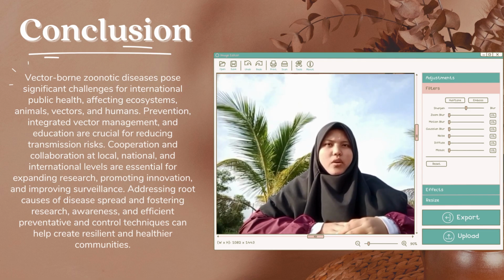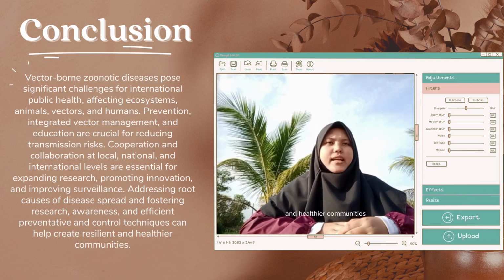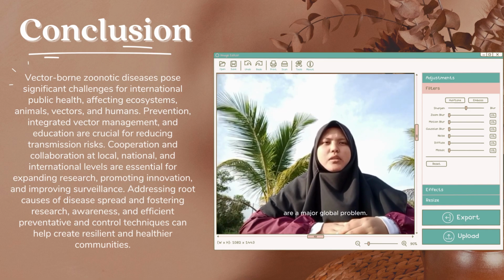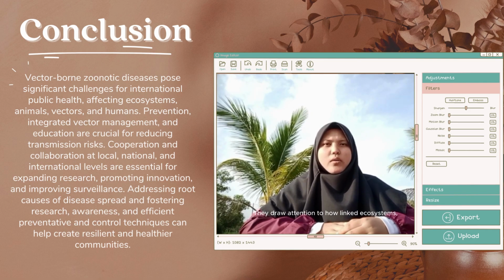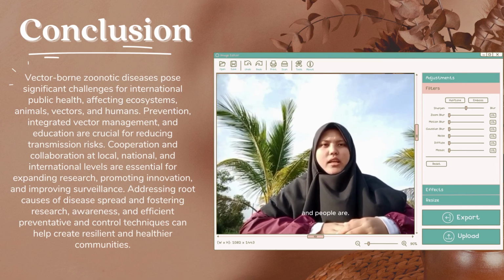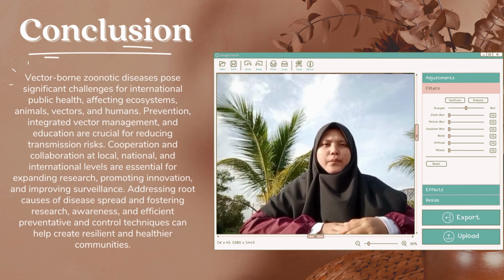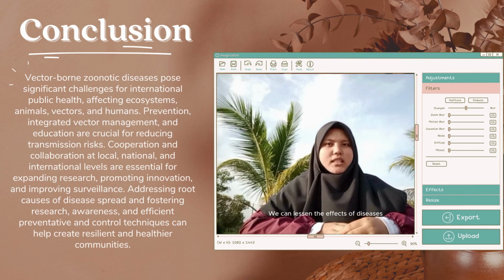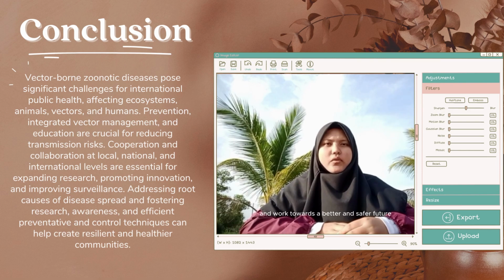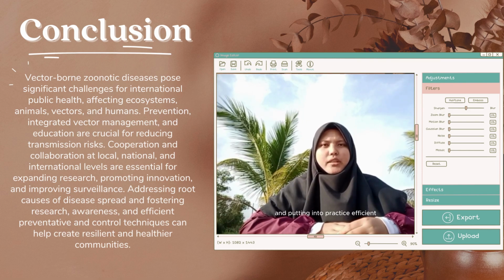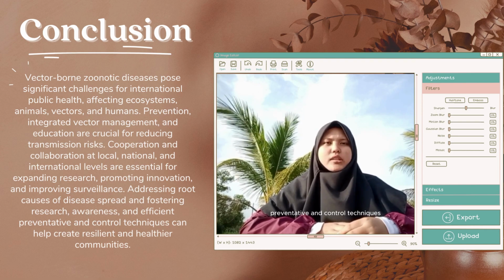We can endeavor to create resilient and healthier communities by addressing the root causes that lead to the spread of these diseases. In conclusion, diseases that are spread by vectors are major global problems. They draw attention to how linked ecosystems, animals, vectors, and people are. We have the ability to change things by working together. We can lessen the effect of the diseases and work towards a better and safer future by fostering research, increasing awareness, and putting into practice efficient preventative and control techniques.